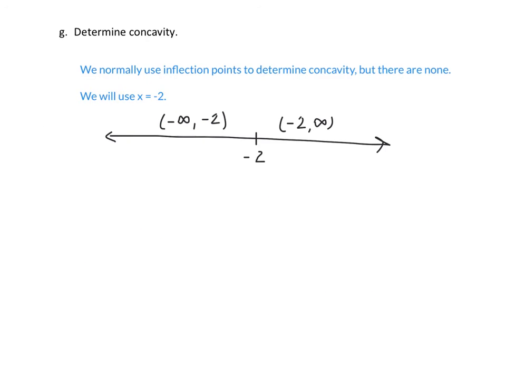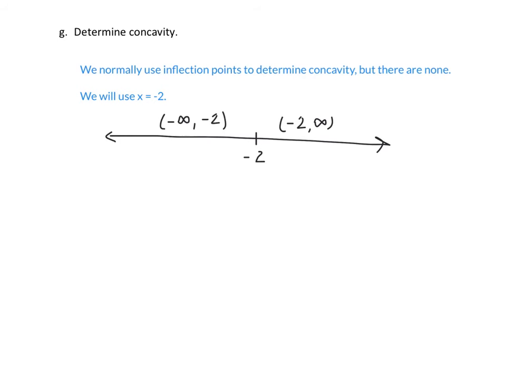Next, what we want to do is determine the concavity of the function. Typically, to determine concavity, whether the function is concave up or concave down, we normally use the inflection points. But we found in part f that there were not any inflection points. So what we will use is x equals negative 2, since negative 2 is where the function is not defined. So we divide our number line up into two intervals around negative 2: negative infinity to negative 2, and then the interval negative 2 to infinity.